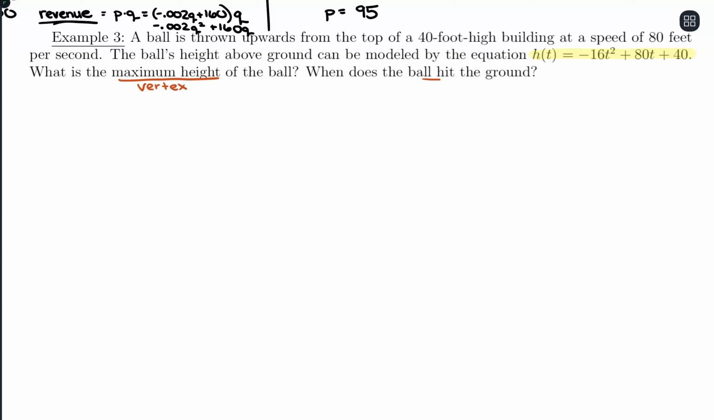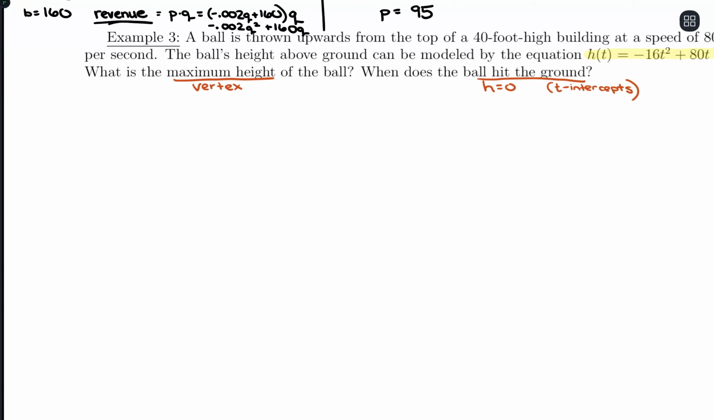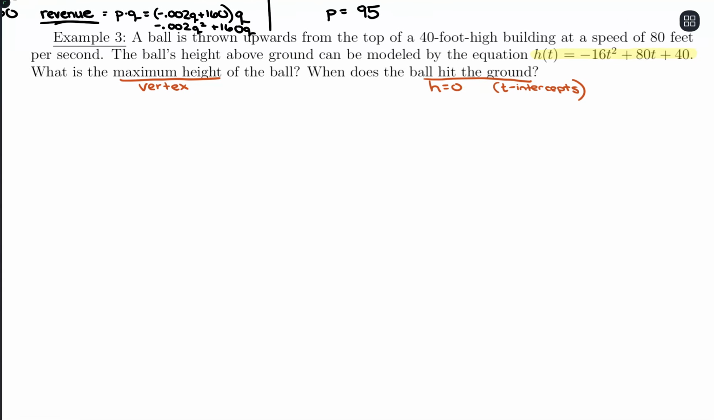And when does the ball hit the ground? Here we're looking for where h equals 0. So what we're looking for are like the x-intercepts, which in this case would be the t-intercepts. So we have those two pieces. Let's start with the maximum height of the ball.